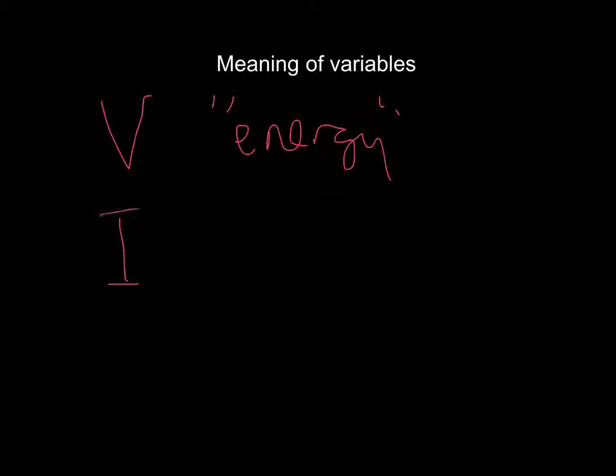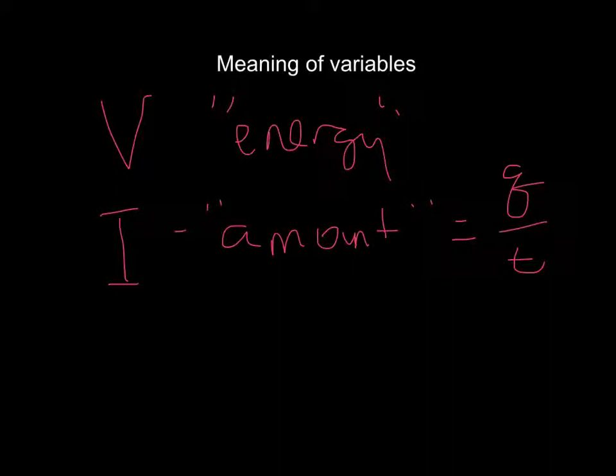Now, I is current, and it's simply the amount of electrons. That's measured in amps, which is coulombs per second. I is equal to Q divided by T. Q is in coulombs, time is in seconds, so that's where the amp term comes from. And again, resistance we discussed earlier. Resistance is the opposition to the flow of electricity.